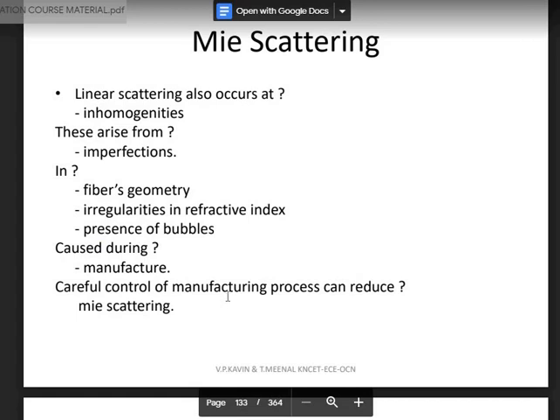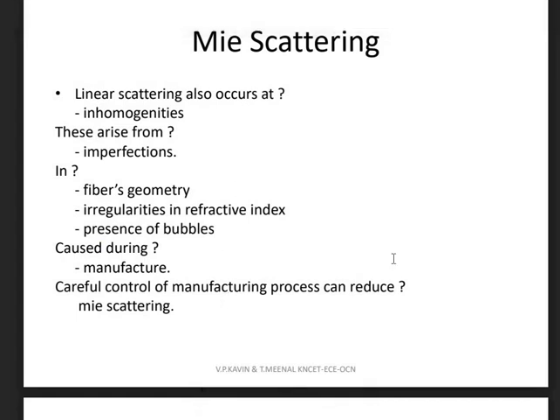So next is the Mie scattering. What does Mie scattering mean? Linear scattering may also occur at inhomogeneities, which result from non-perfect structure. If you see Rayleigh scattering, it occurs mainly due to density variation. Here it may be caused by fiber imperfections such as irregularities in the core-cladding interface, core-cladding refractive index differences, and diameter fluctuations. So Mie scattering may occur.